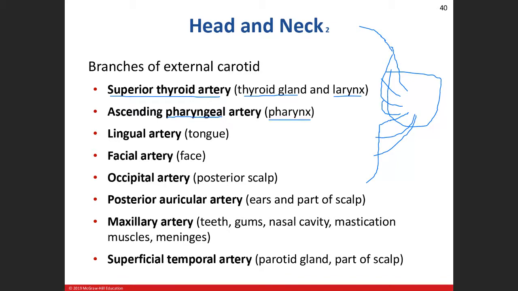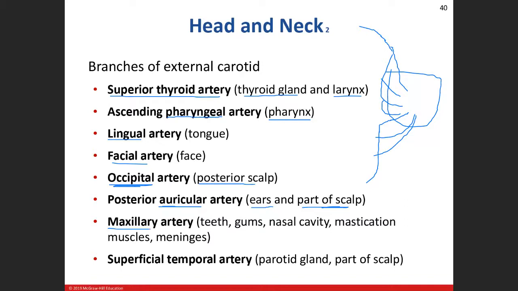All right, so this is going to supply the pharynx, lingual, tongue, facial, face, occipital, that's the head. Well, where's the occipital bone located? On the back. All right, posterior scalp. Posterior auricular. Auricular has to do with your ears. That thing that sits on the side of your head, known as the pinna, it's also called the auricle. Okay, that's part of your ear. So the posterior auricular artery is going to supply your ears and parts of the lateral portion of your scalp.